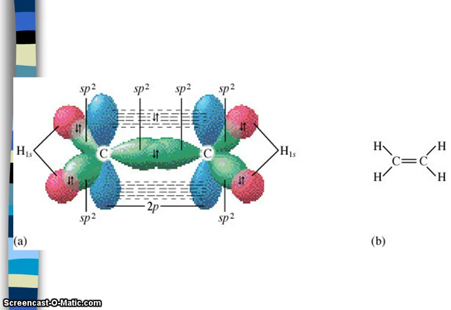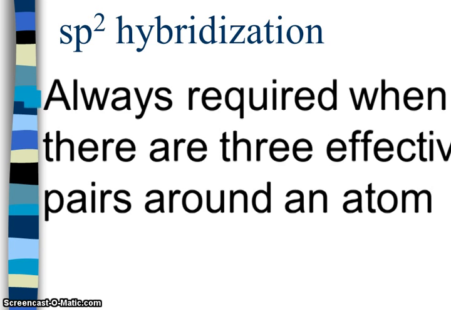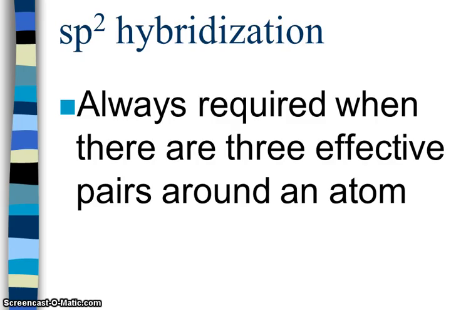We're going to have an overlap of an sp2 hybridized orbital from each of our carbons, which will share a pair of electrons, so there's a sigma bond. And our unhybridized p orbitals above and below the plane will also share a pair of electrons. So the sigma and pi bond between our two carbon atoms leads to the double bond in our structure. When we talk about sp2 hybridization, we will always have this type of hybridization if there are three effective pairs coming off of an atom.